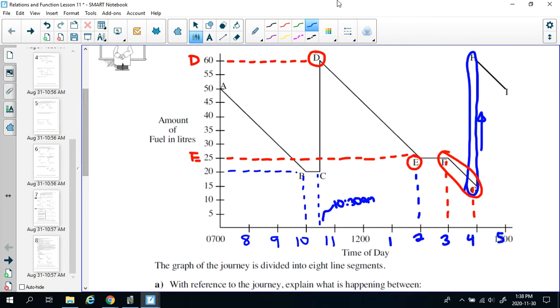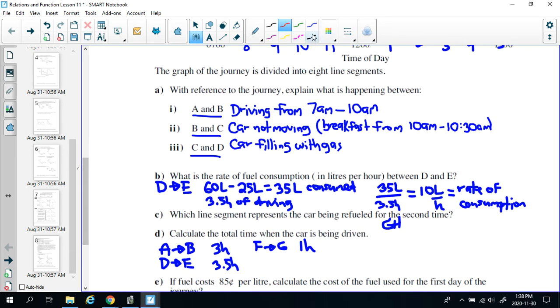And then our final amount of time driving is going to be from H to I, so this point right here. So that's from 4 o'clock to 5 o'clock, which is also another hour of driving. So H to I would also be 1 hour. Okay, so to calculate the total time, just add these numbers together. So 3 hours plus 3.5 hours plus 1 hour plus another hour would give me the total driving time is 8.5 hours.